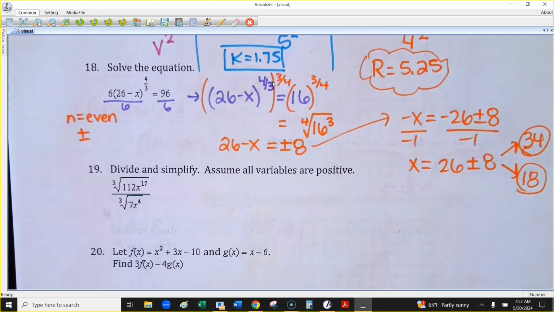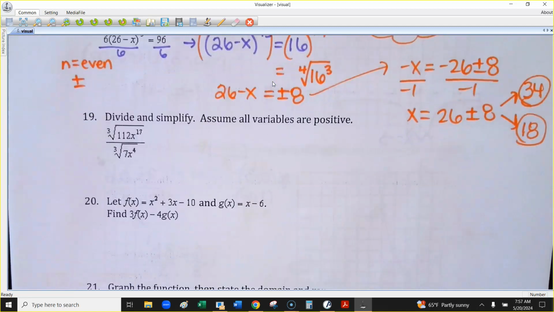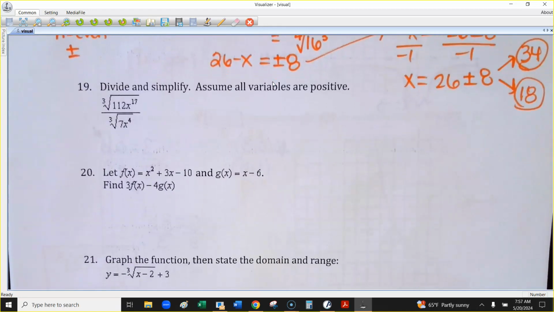All right. Now, this guy's also from the lovely radicals unit. I have cube root of 112x to the 17th divided by the cube root 7x to the 4th. Divide and simplify. So, do I need to rationalize the denominator, or what would you do here? We could do factor tree. What should you maybe try to do first?